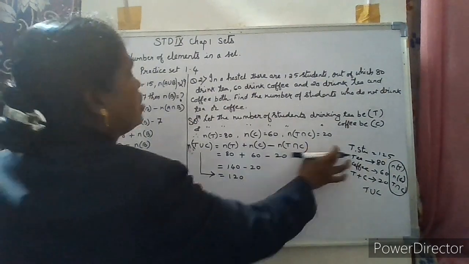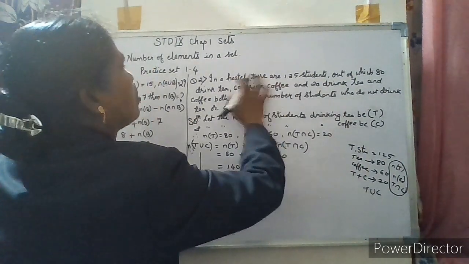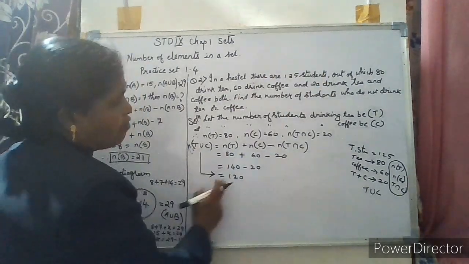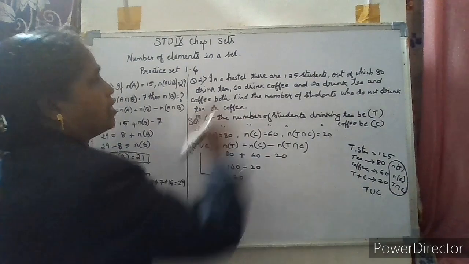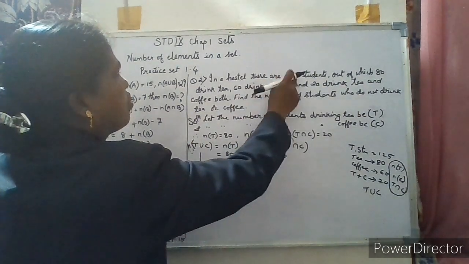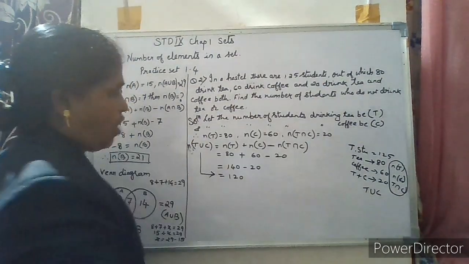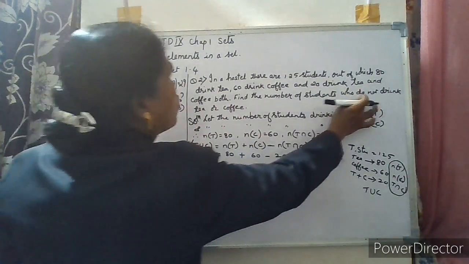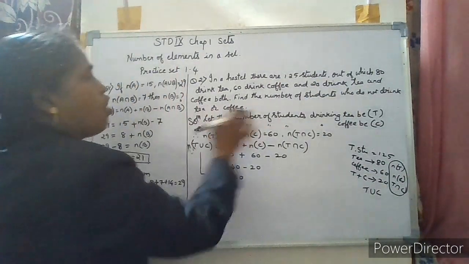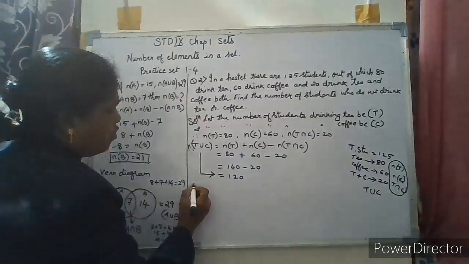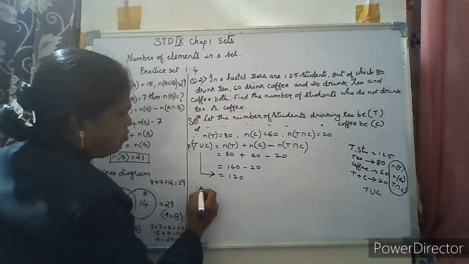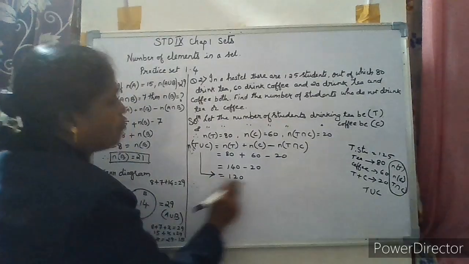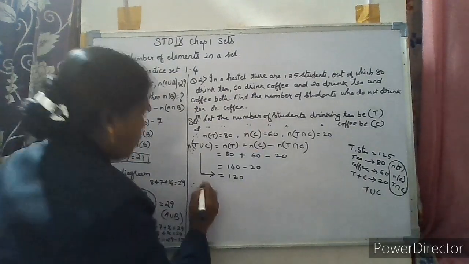Now, the total students in the hostel are 125. We have got union 120. So that means in the total, 5 students are extra. These are the 5 students who do not drink either tea or coffee. The 120 is the number of students who drink either tea or coffee.